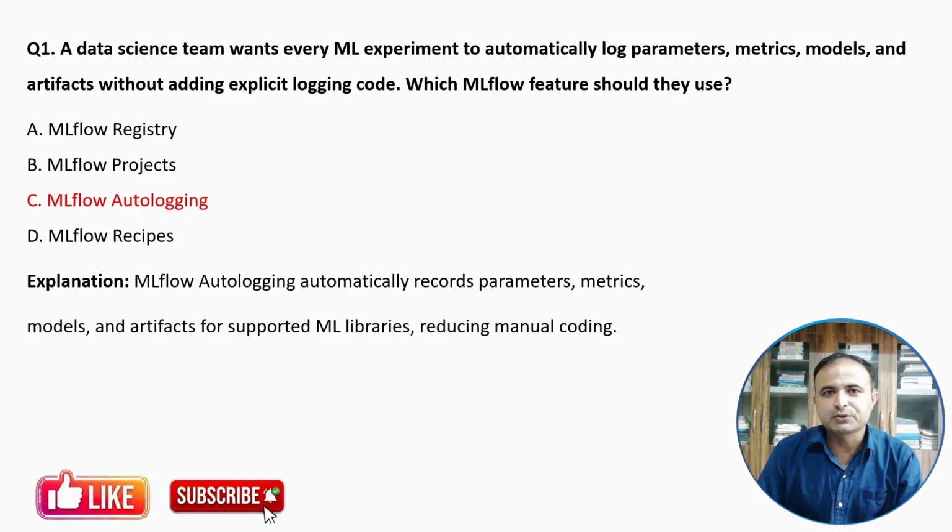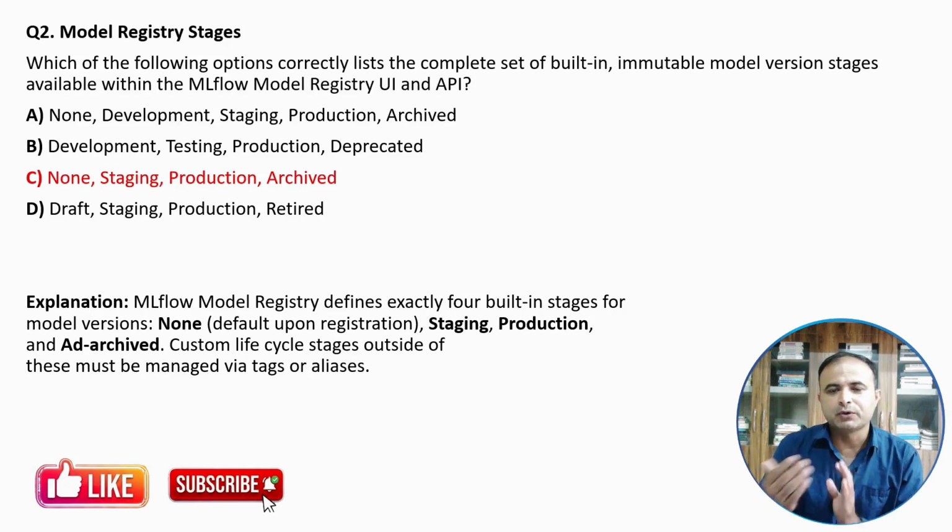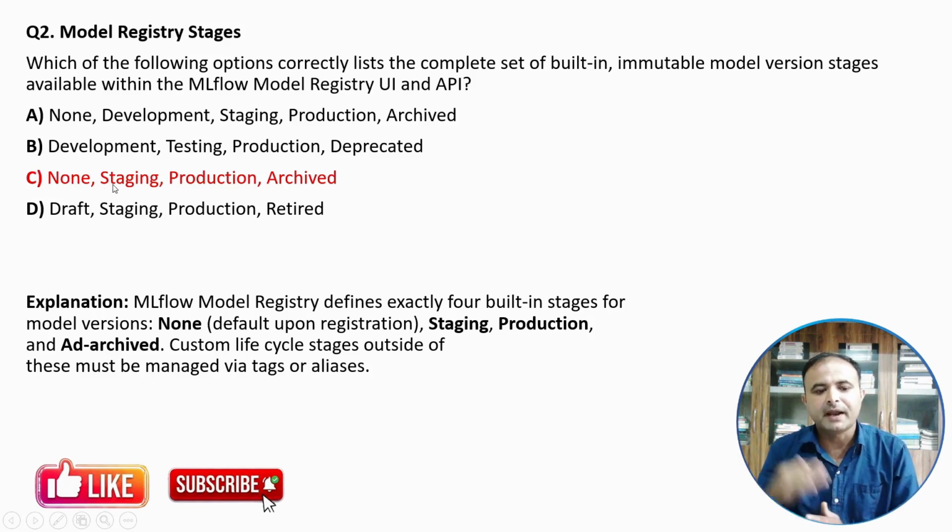And now I'm focusing on deployment, MLOps, and development. So, model registry stages. Now if I want to deploy a model, the question is: which of the following options correctly lists the complete set of built-in immutable model version stages, that means we cannot change them, available within the MLflow Model Registry UI and API? Here the correct answer is None, Staging, Production, and Archived.